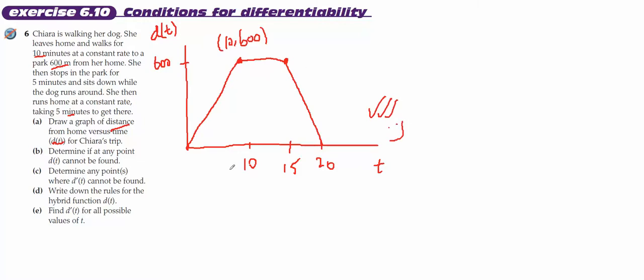Part B, determine if at any point d of t cannot be found. Well, d of t cannot be found when t is less than 0 or t is greater than 20. That's the times that d of t cannot be found.